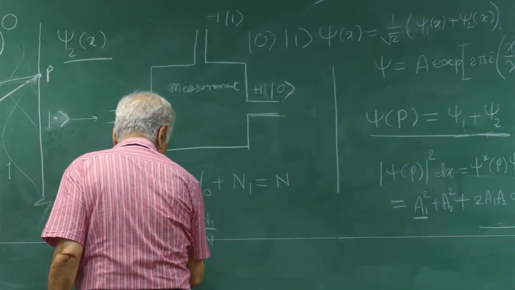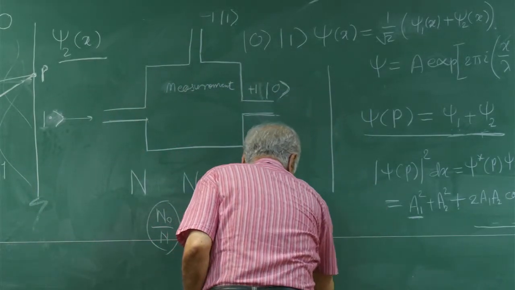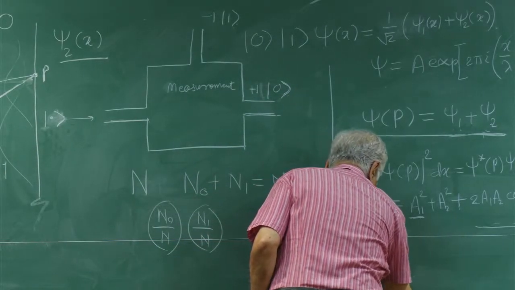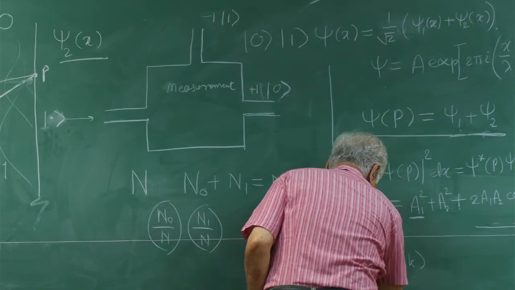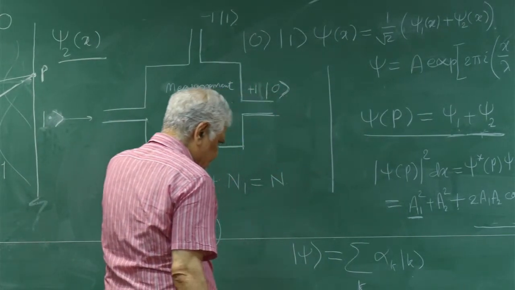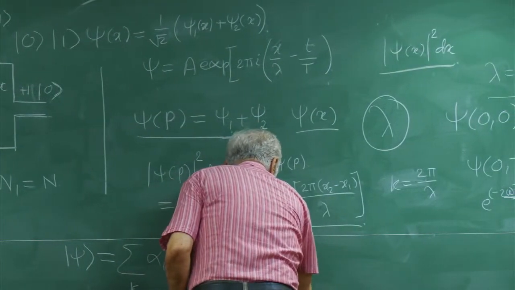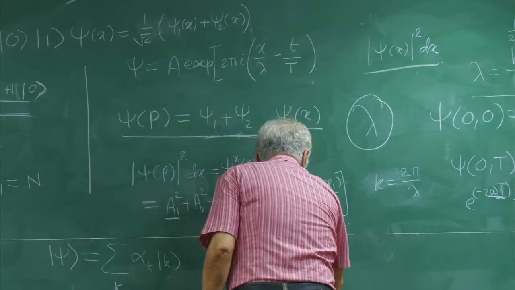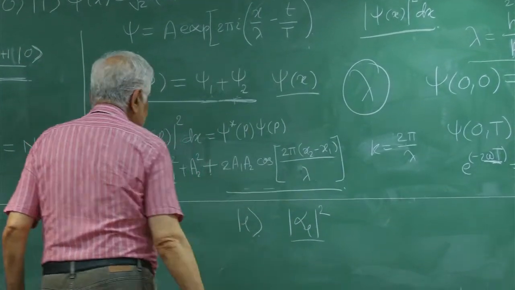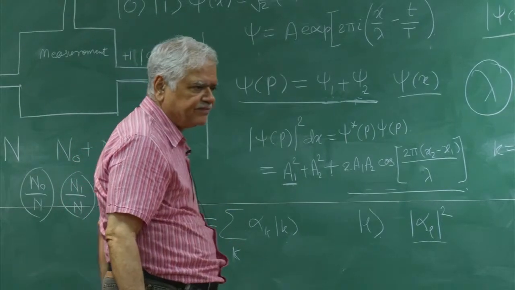Now let us write formally the definition of a superposition. Suppose I have ket psi, and it is the summation of alpha k times ket k, where k is 0, 1, 2, 3, etc. Then the probability that I will get a result L is mod alpha L squared, where alpha L is the coefficient of the Lth term.